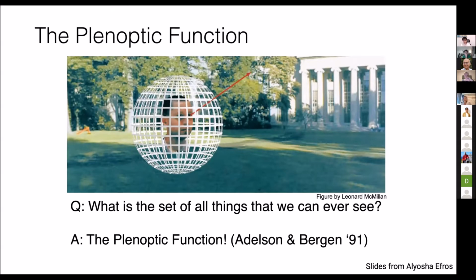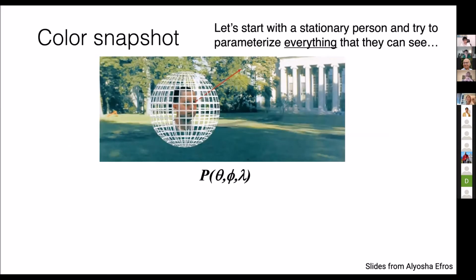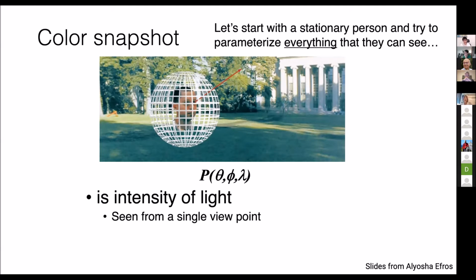But let me give you an example. Let's start with a simpler case where it's a stationary person in the world, and we want to parameterize everything that they can see. So what is this function? This function takes in phi and theta for the viewpoint, and wavelength, lambda. It models the intensity of light seen from a single viewpoint at a single time at this specific point as a function of wavelength. So it can basically describe every single thing this person would see at this particular moment.